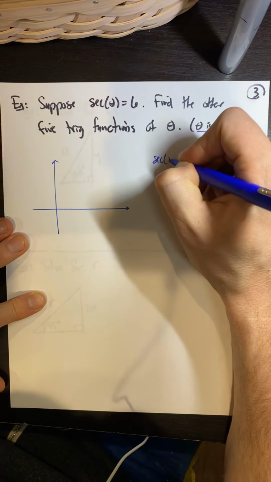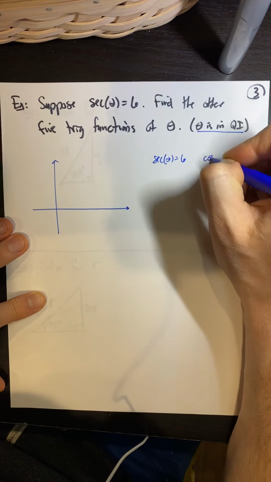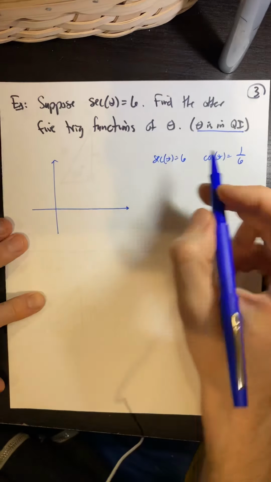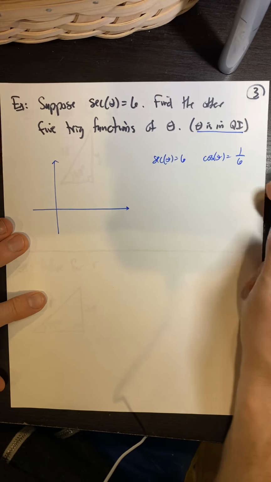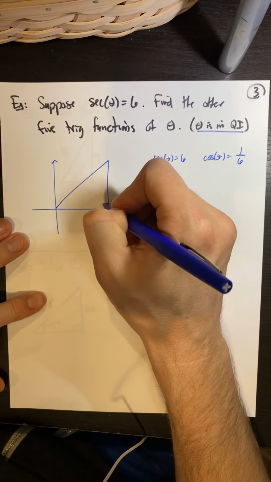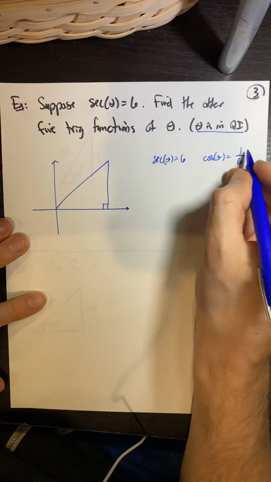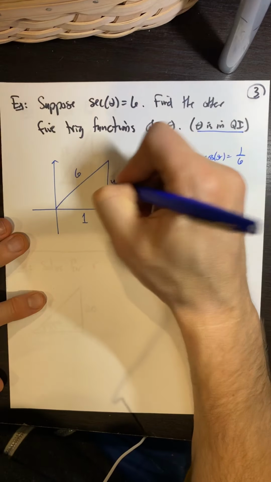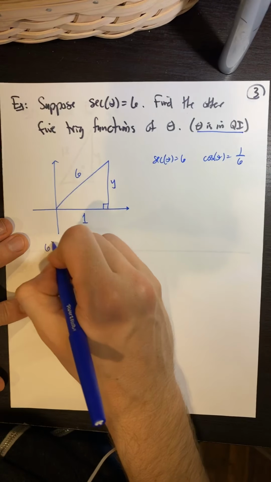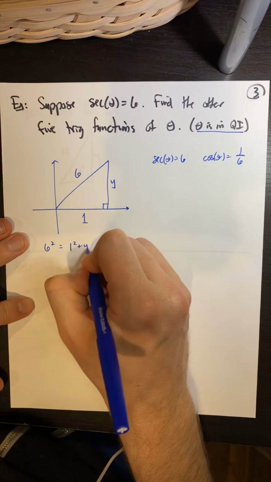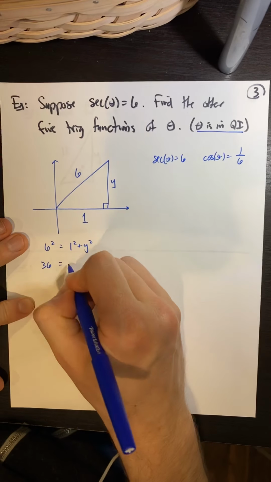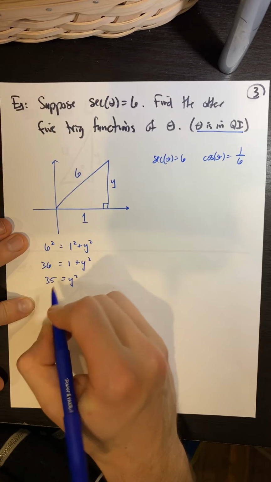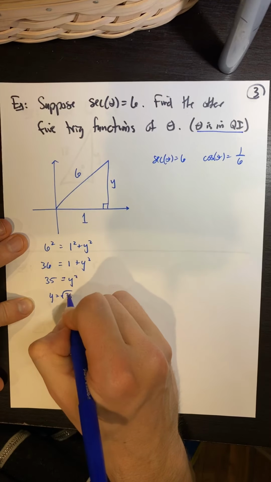But we know that if secant of theta is 6, then what's cosine of theta? Well, what's the reciprocal of that? So I'll work with 1/6 here, since I know that cosine is adjacent over hypotenuse. I'll draw my triangle again like this. It doesn't really have to be to scale, but I know that the adjacent side is 1 and the hypotenuse is 6. Let's call the other side y because it's vertical. Then 6 squared must equal 1 squared plus y squared. So 36 is equal to 1 plus y squared. So 35 is equal to y squared. So y is the square root of 35.